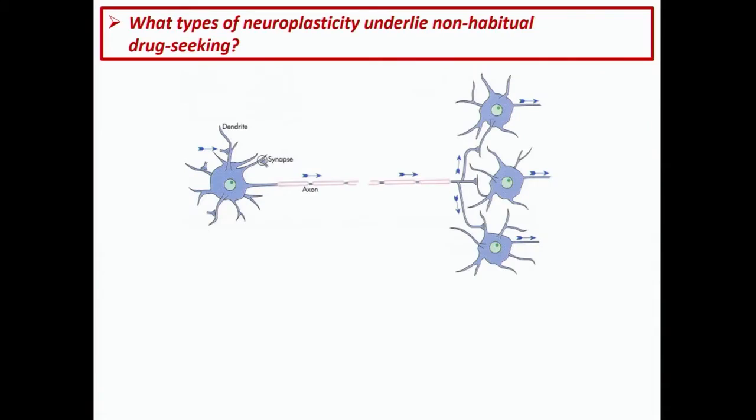All right, so the next part that I want to talk about, and a lot of these are sort of future directions and things that you might be able to get involved with if you're interested in doing some of this work, is what types of neuroplasticity, by neuroplasticity I mean changes in the brain, changes in the cells of the brain, underlie the drug seeking that we're looking at. And so I'm going to give you a little bit of an overview on neurobiology right now.